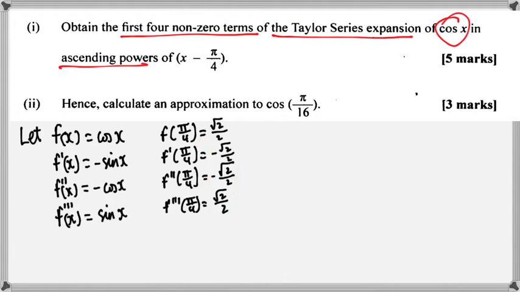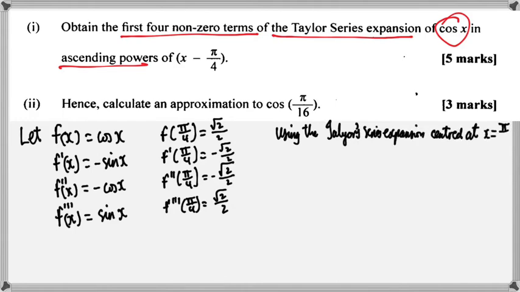We just have to take this now and substitute it into the formula for the Taylor series expansion. So we need to use the Taylor series expansion centered at x is equal to pi on 4.